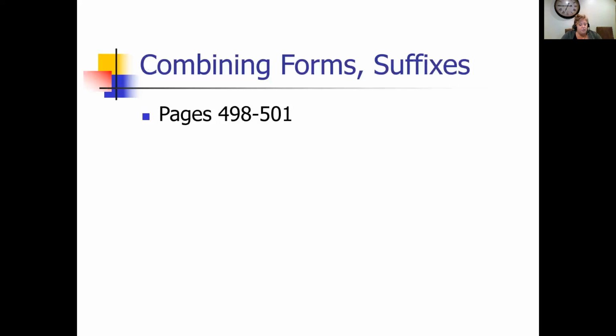Down at the bottom of 522 under lab tests, please mark CBC or complete blood count. Determination of numbers of blood cells, hemoglobin concentration, hematocrit, which is the hemoglobin in a percentage form, and red cell values. Page 523, mark hematocrit or HCT, percentage of erythrocytes in the blood.